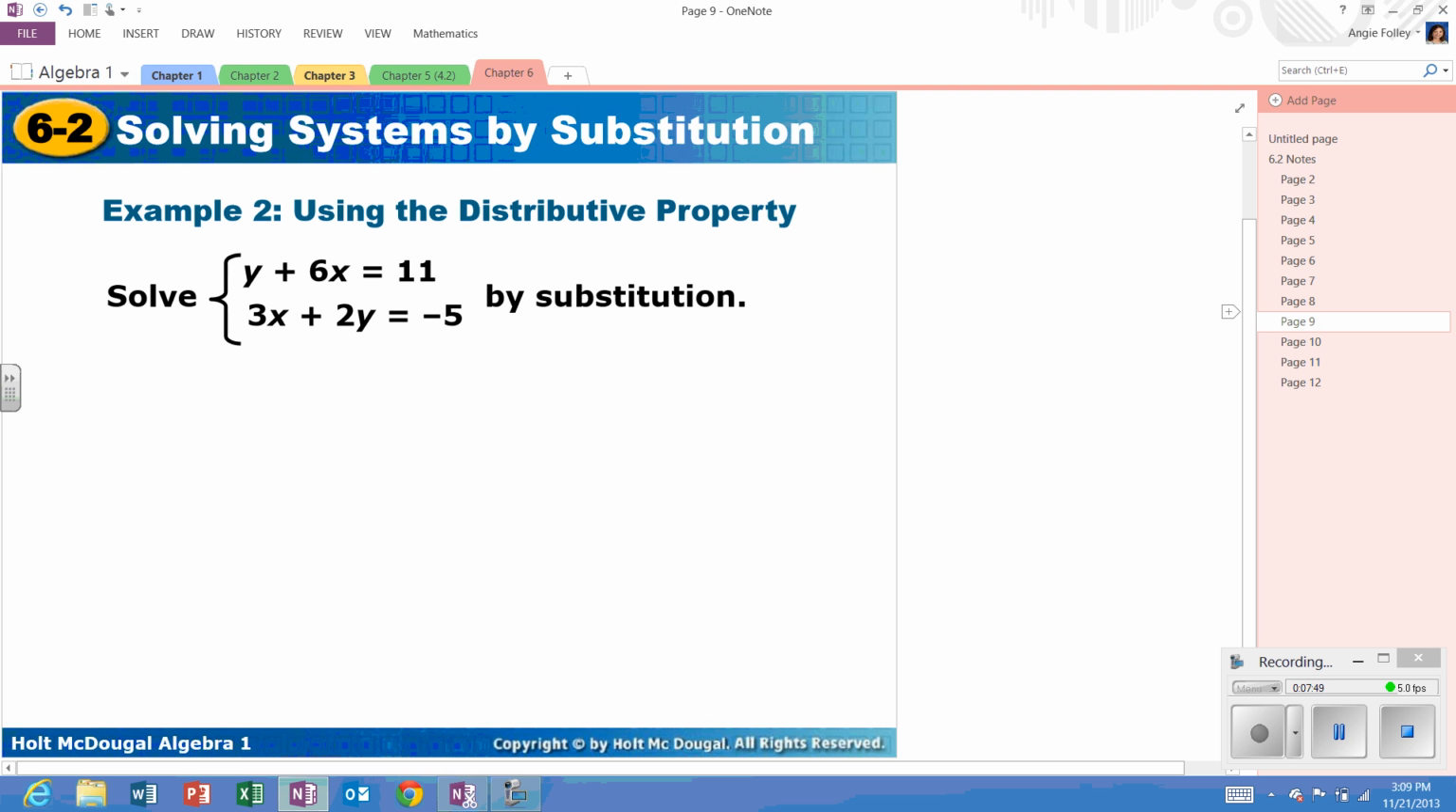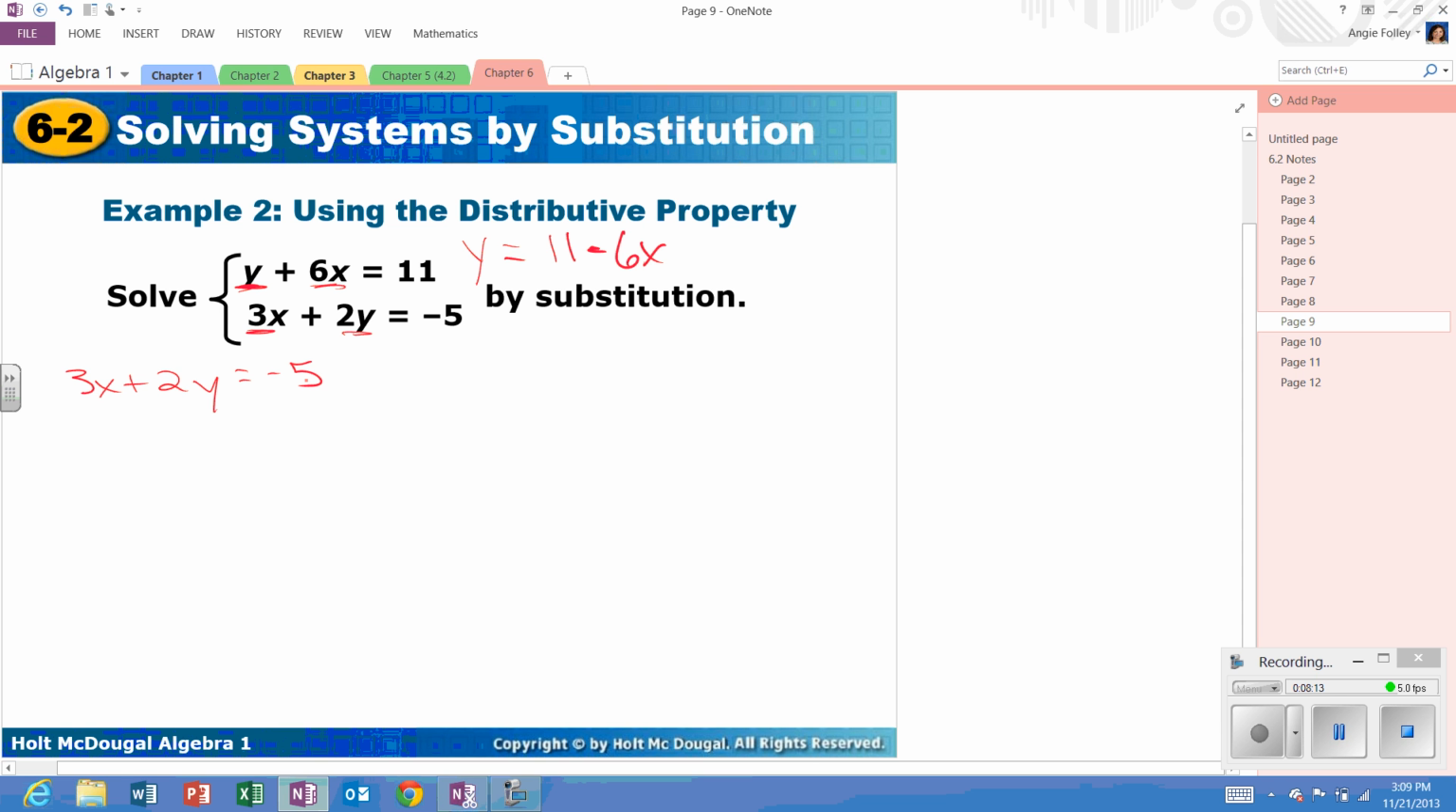Okay, so we've got two equations. I'm going to pick this one. The reason I'm picking this one is because I see a y sitting by itself. And all these other ones have something out in front. So if I move that 6x over, I can get y equals 11 minus 6x. Then I can plug that into my second equation.